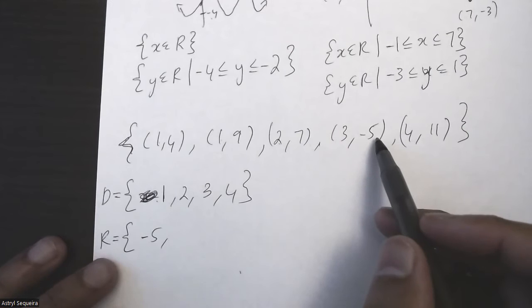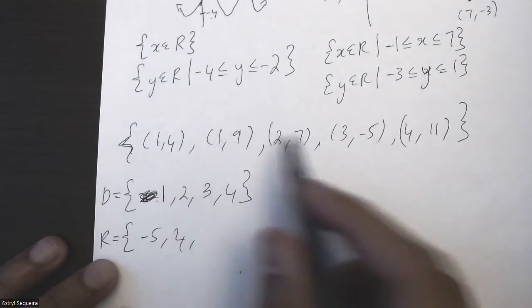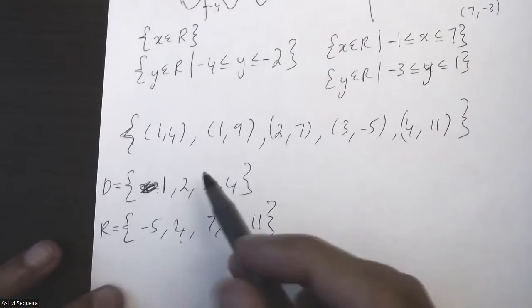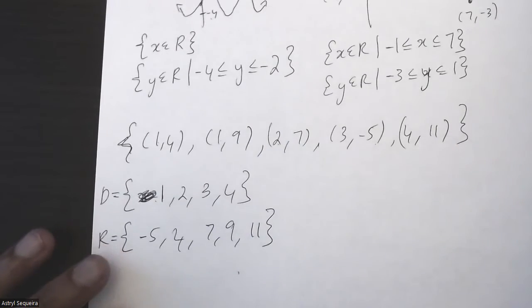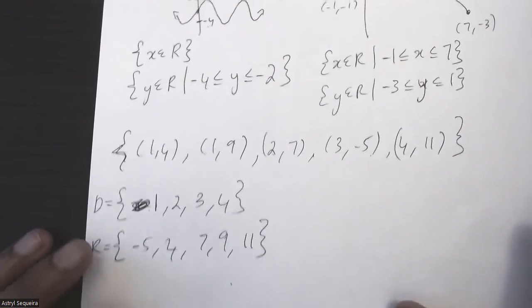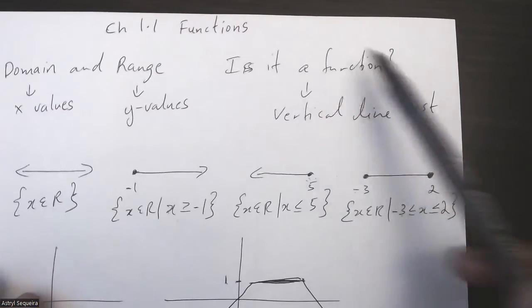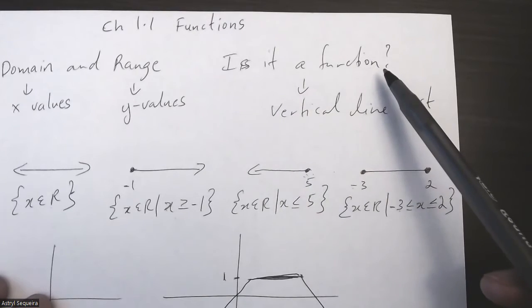Then the next lowest one is +4, 7, 9, and then 11. So that is my domain and range for individual points. Whereas if I have connected lines, that's how I do it. And before I go to the next question, I'm going to talk about the second concept here, which is whether it's a function or not.